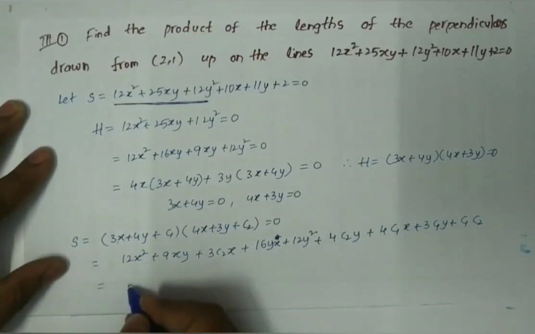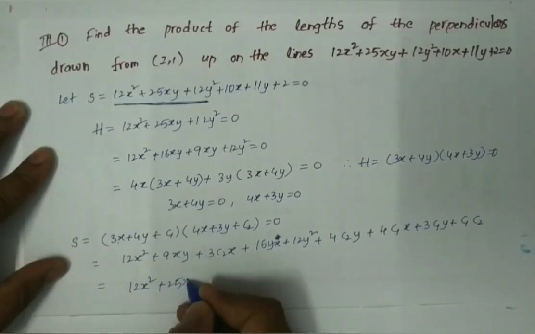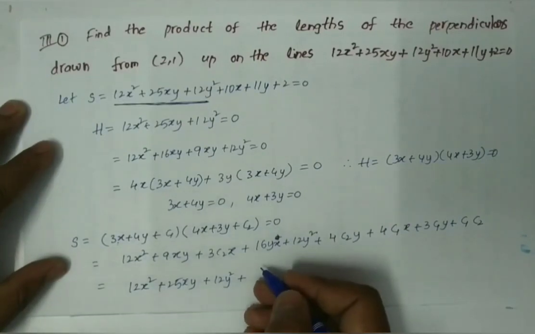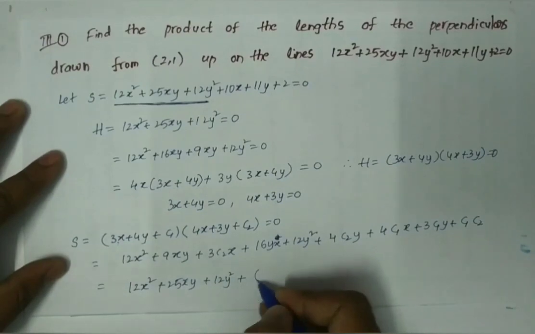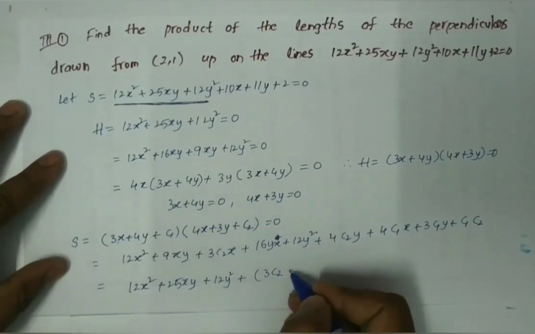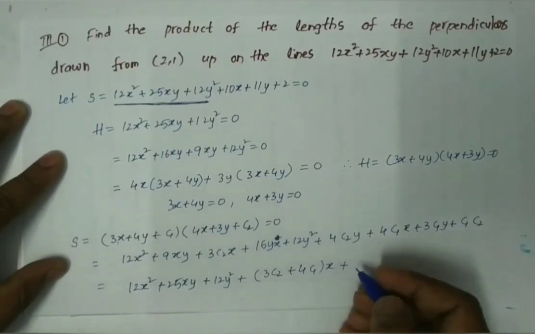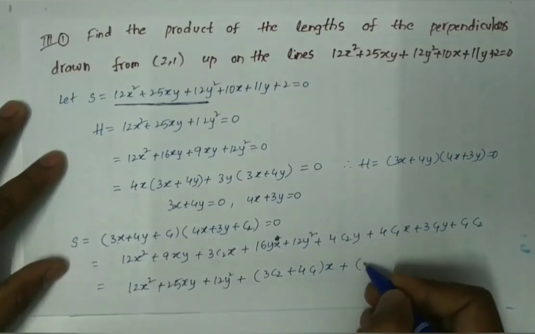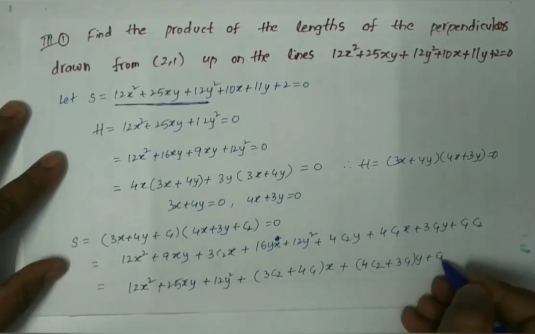Okay, so now which is equal to 12x² + 9xy + 16xy + 25xy + 12y² plus... next let us take x as a common factor. Okay, by taking x as a common factor we get (3c2 + 4c1) into x, plus next let us take y as a common factor. Okay, by taking y as a common factor we get (4c2 + 3c1) into y plus c1 c2.